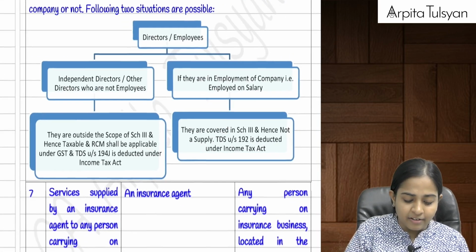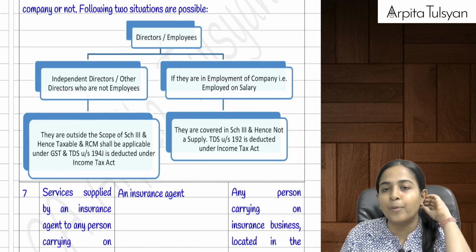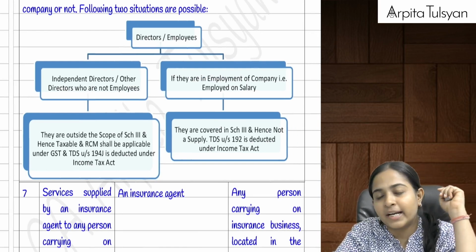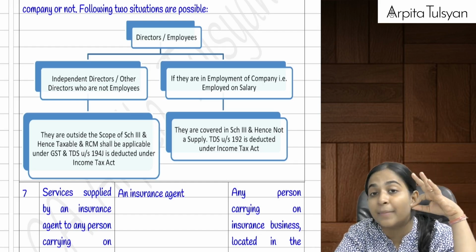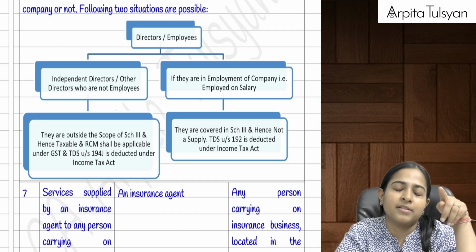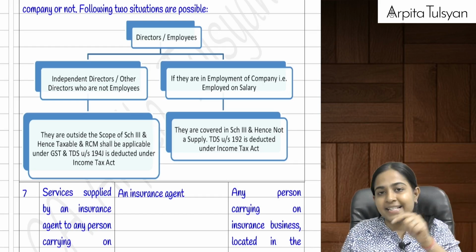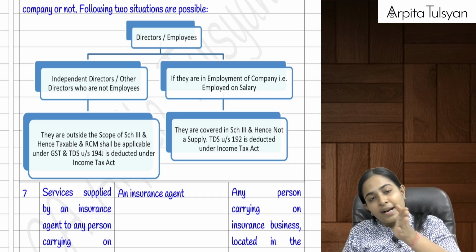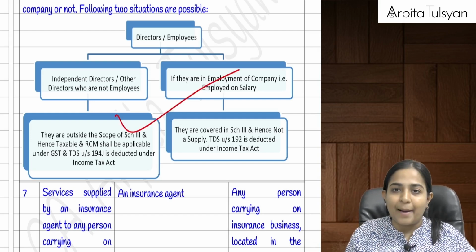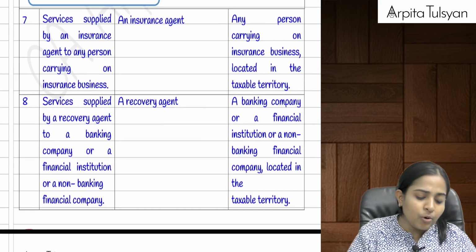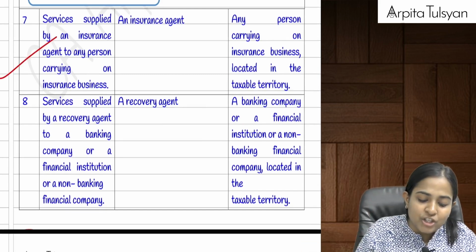See here, what are they telling? Now listen, what if the director is working in the capacity of an employee? Then it becomes employer and employee, and it is totally outside the purview of supply as per Schedule 3. But if the services are rendered not in the capacity of employee but in professional capacity, then in that case it will be a supply. And if the director is providing the services to the company, then in that case reverse charge mechanism will be applicable.